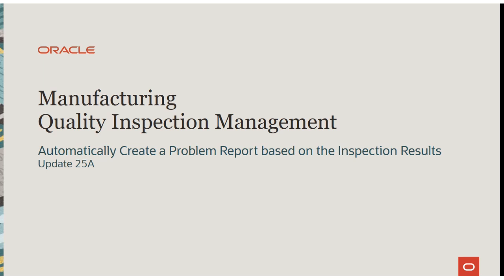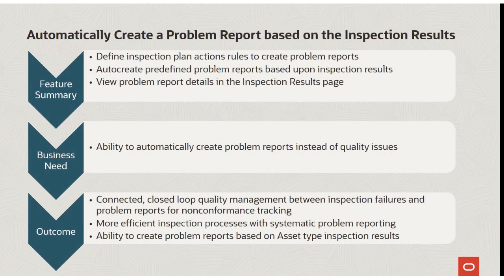Welcome to the demo of the Automatically Create a Problem Report based on the Inspection Results feature in Manufacturing's Quality Inspection Management. In this demo, we'll cover how to define inspection plan action rules to create a problem report for all inspection plan types, including asset type inspections. We will also see how the auto-created problem report information is displayed on the inspection results page.